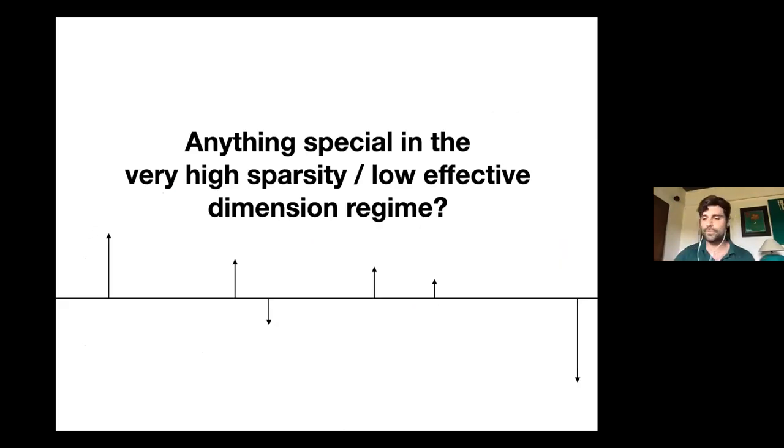And the question that we wanted to answer in this work is, does anything special happen in the very high sparsity regime, that is, when the effective dimension of the data is much lower than the ambient dimension in which the data points live?